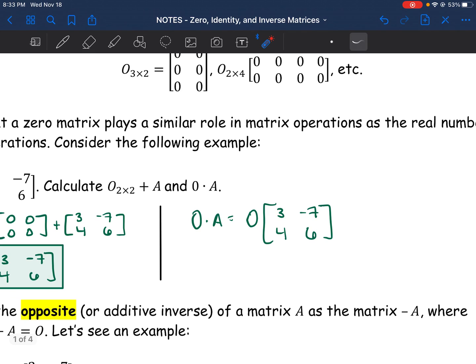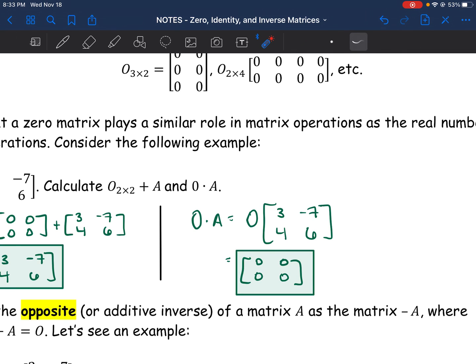Now let's try to take the scalar multiple 0 and multiply it by matrix A. Well, we know that when multiplying a scalar, we just take that scalar and use the distributive property with all the elements of the matrix. So 0 times 3 would give us 0. 0 times -7 would give us 0. 0 times 4 would give us 0. And 0 times 6 would give us 0.